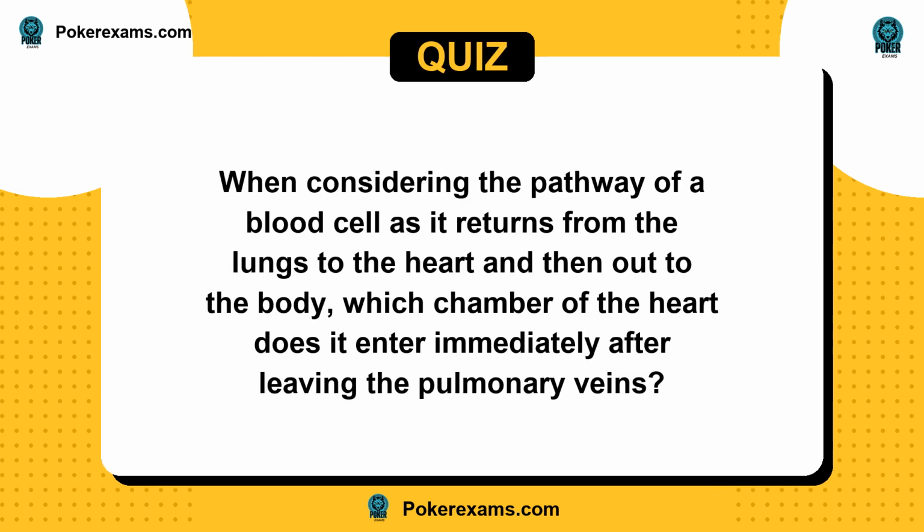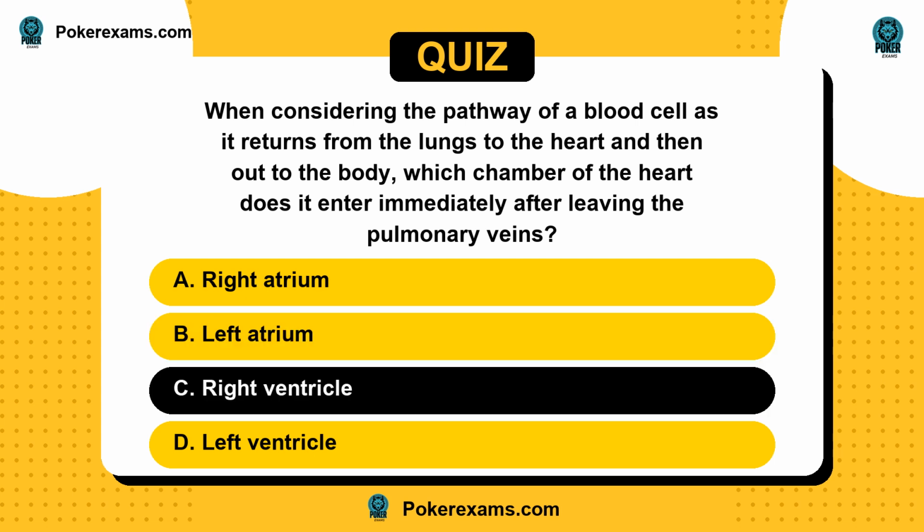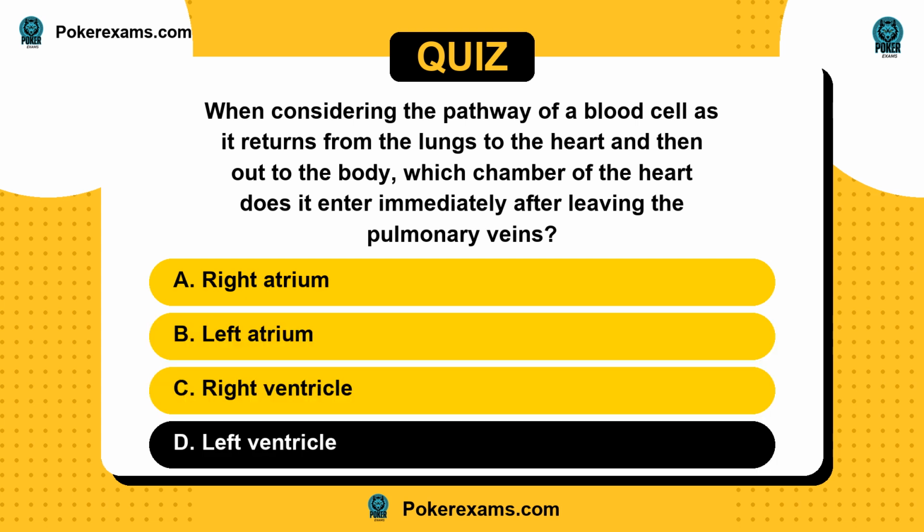Next question. When considering the pathway of a blood cell as it returns from the lungs to the heart and then out to the body, which chamber of the heart does it enter immediately after leaving the pulmonary veins? Is it A, right atrium, or B, left atrium, C, right ventricle, or D, left ventricle?